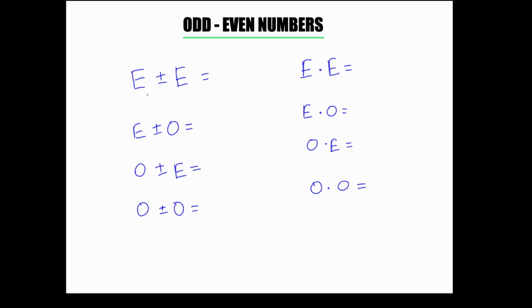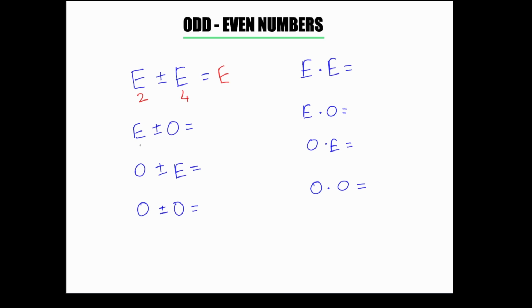If you add or subtract an even number and an even number, would that give you an even number or an odd number? Well, if you don't know right away, you can just pick some even numbers and then try it out. So let's say we picked 2 and 4. Well, 2 plus 4 gives us 6, which is divisible by 2. It's an even number. So what about even plus or minus odd numbers?